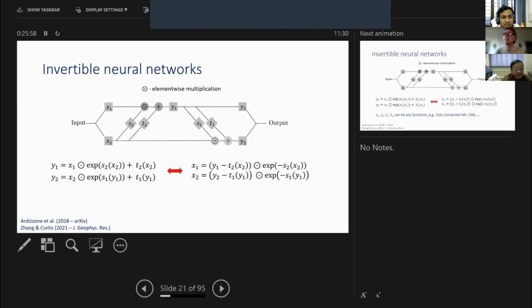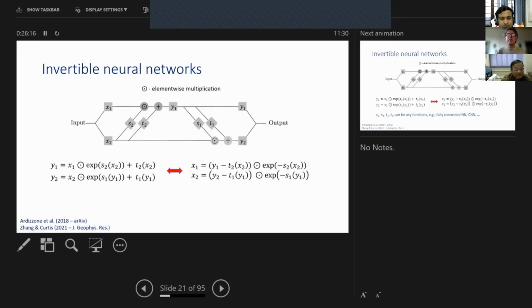And what's more, it does so even though we're going in the inverse direction. We don't have to invert or look at the inverse of the functions s1, s2, t1, and t2. We're still using them in the forward direction. This is a very neat property of this type of function.